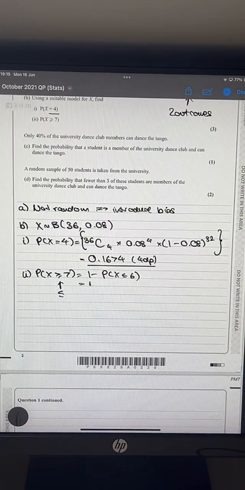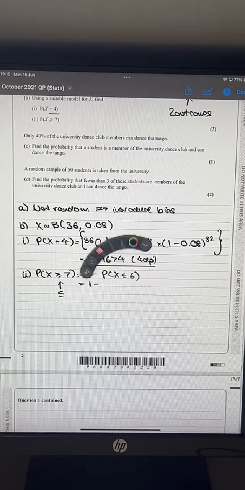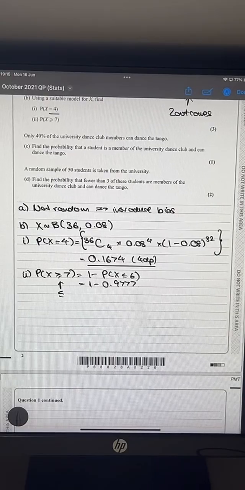So you get 1 minus, put this in your calculator. I'm doing binomial CD. 0.9777, and so on. And you get 0.0222, and that's it, to 4 decimal places.